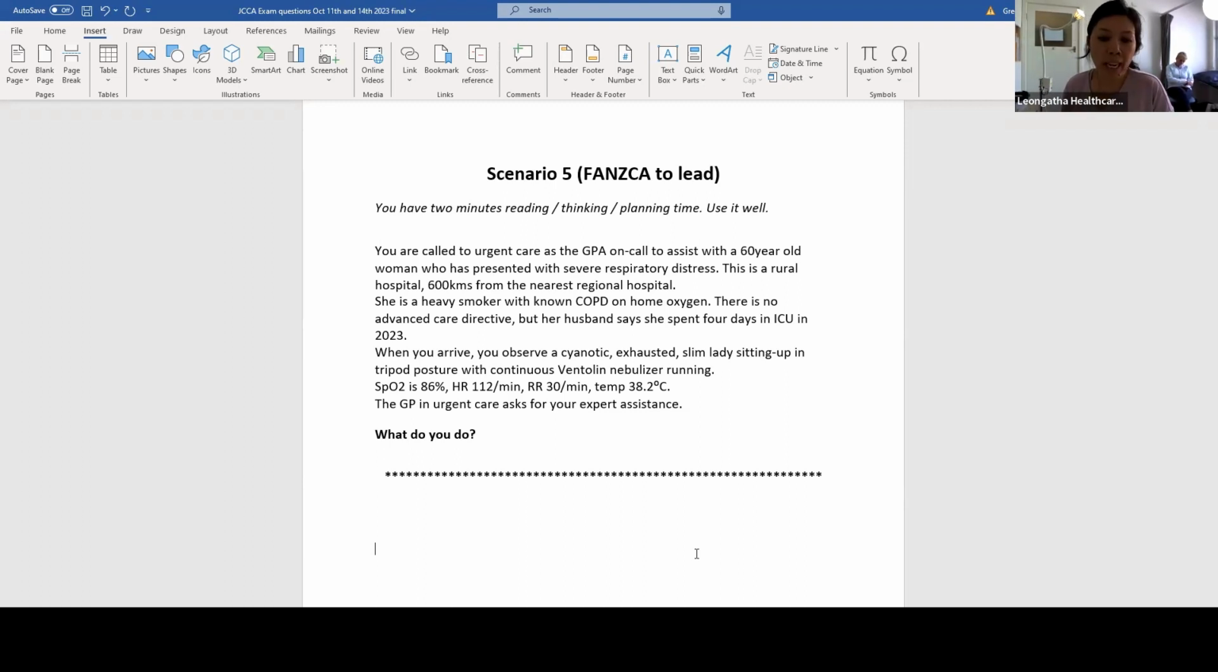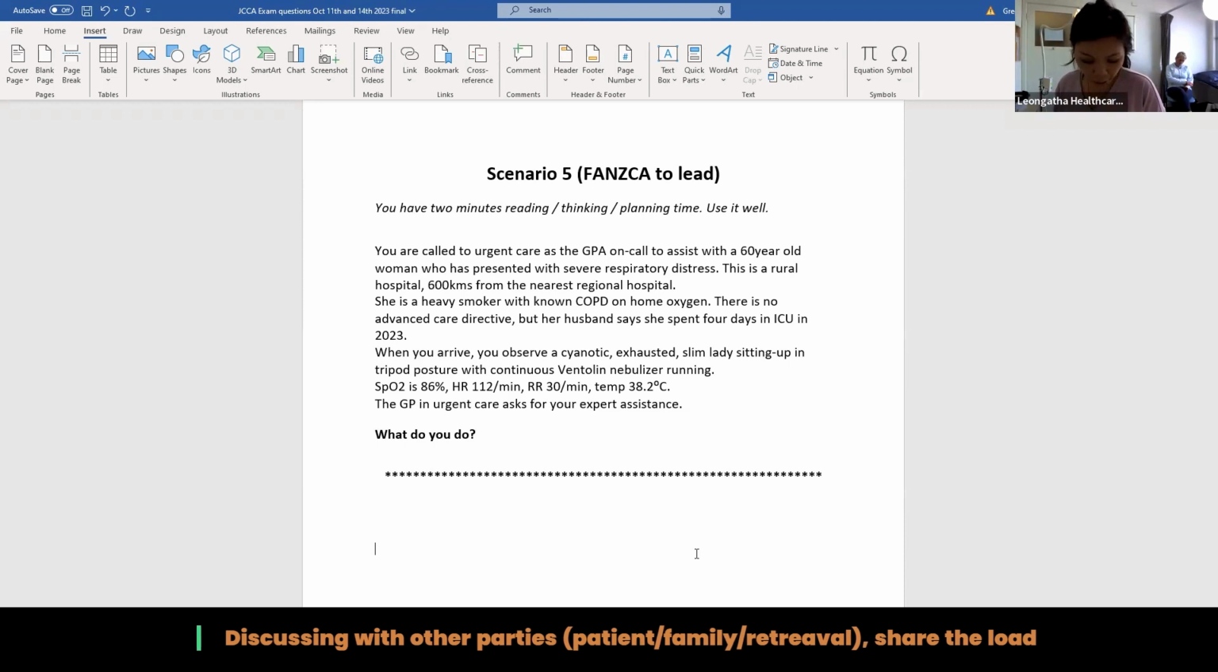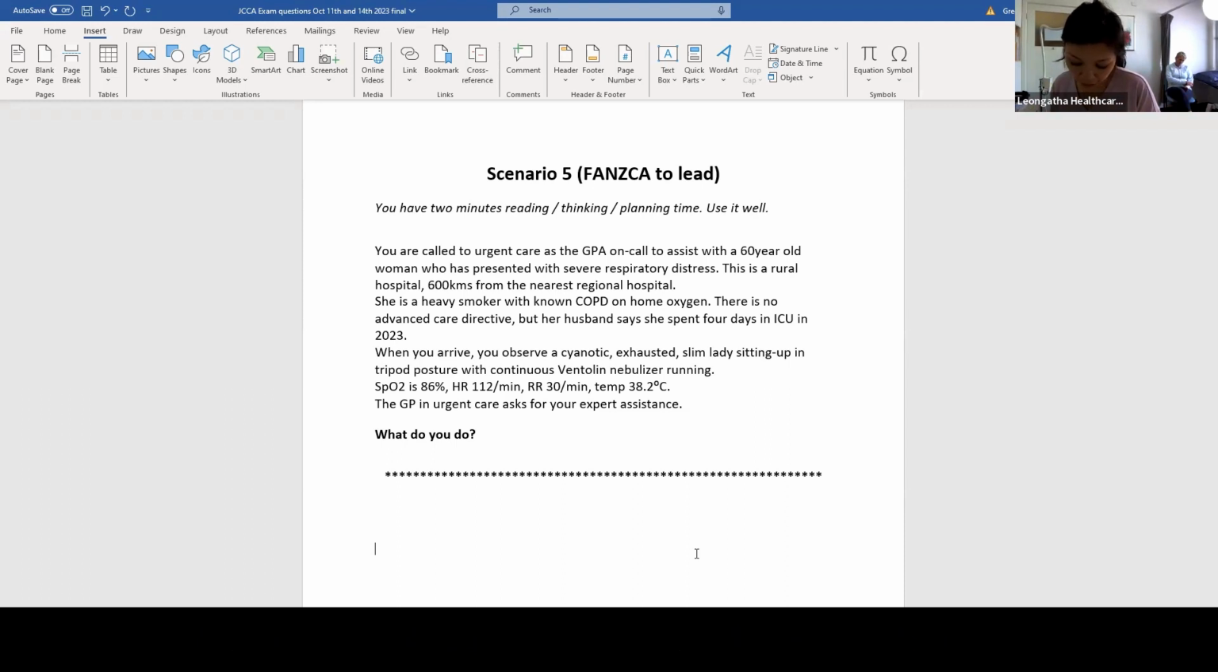She will have to be transferred out. So I could always speak to retrieval or the other hospital to see what they think and have a second opinion. They also have to be happy to accept and retrieve the patient, so in that way, it's good to share the load. And if we did decide that she's failed non-invasive ventilation and we are moving to intubation and ventilation, then yes, as long as the patient and the husband are aware of the risks, we would proceed.